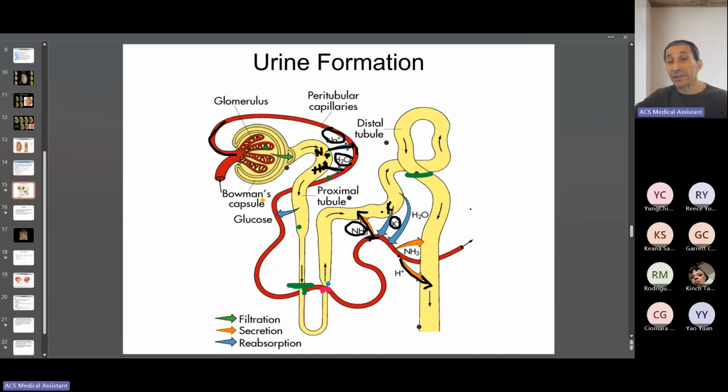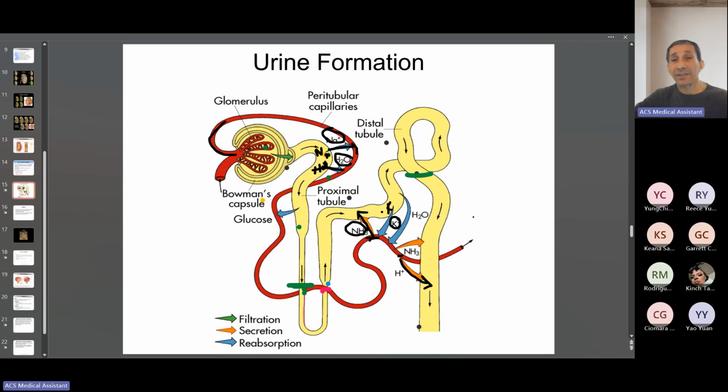Nitrogen is a waste. That's part of the urine. The urine contains nitrogen. Nitrogen has hydrogens. Remember, it's nitrogen and hydrogens. So we don't need them. We have to remove them.